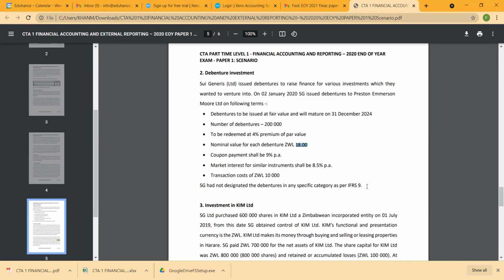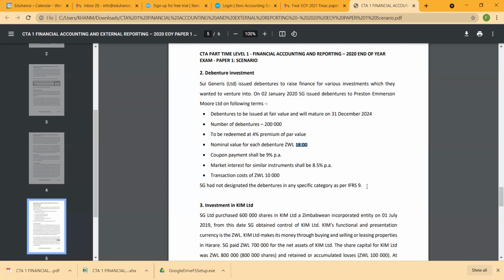So we're going to say debit bank, because we're raising finance, so we're receiving money, and credit fair value. So we need to work out the fair value. Any difference is going to be a gain or loss.